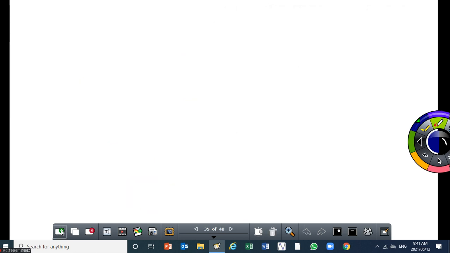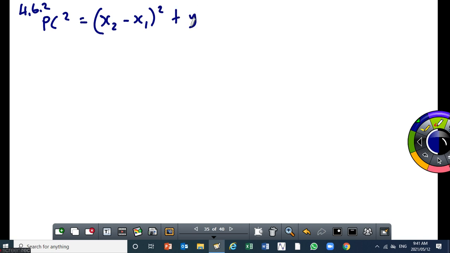So on the next page, I'm going to calculate the length of PC. So this is 4.6.2. PC squared is going to be equal to x2 minus x1 squared plus y2 minus y1 squared.